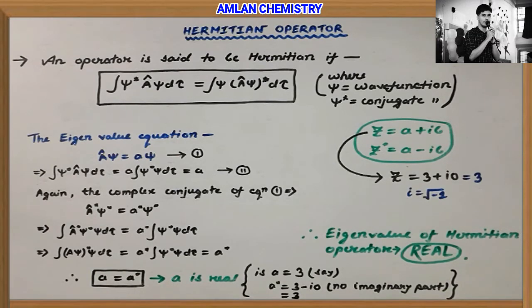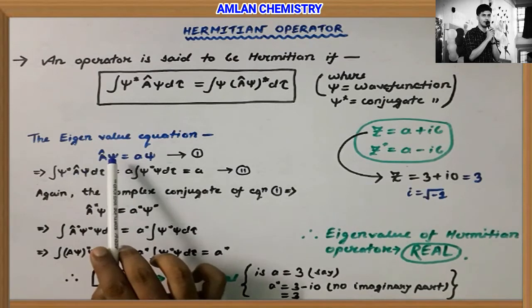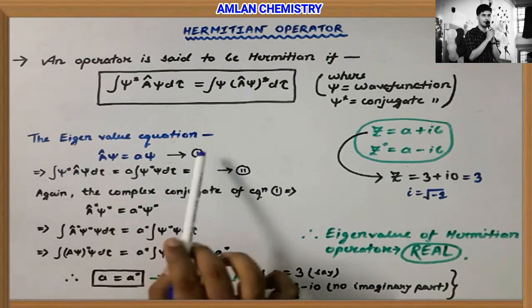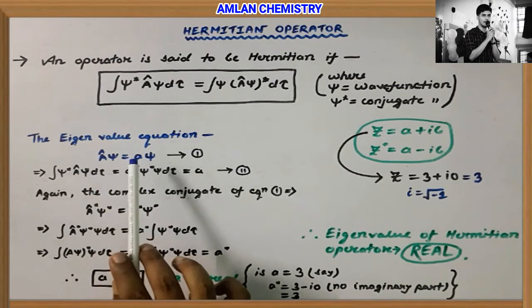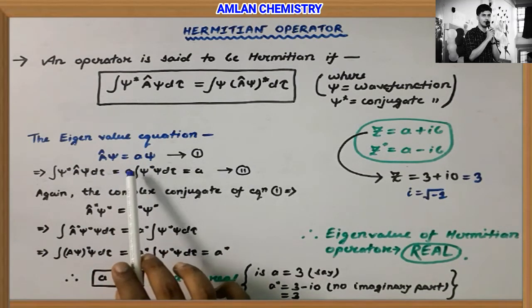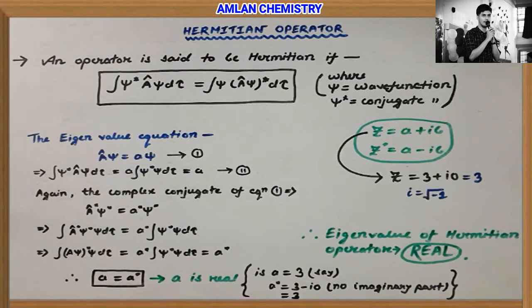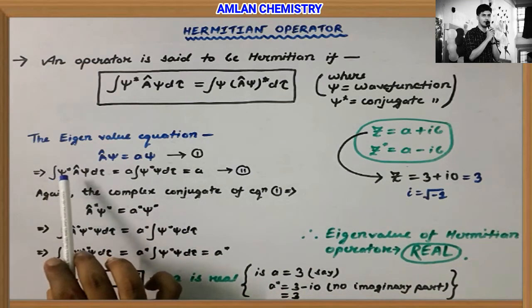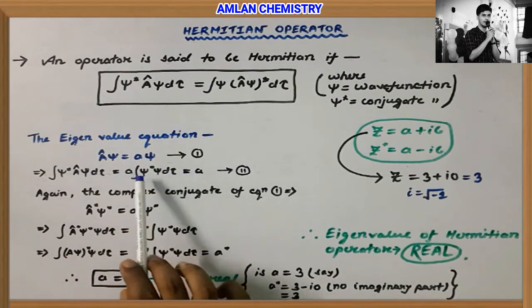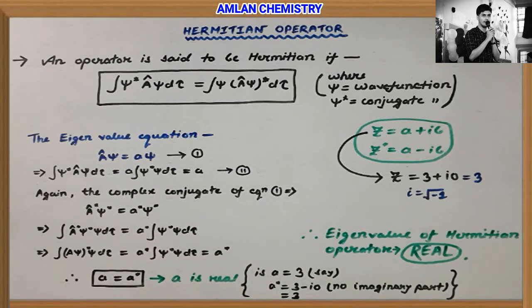Now if we multiply the complex conjugate of psi, that is psi star, to equation number 1 and then integrate it, we will get the integration of psi star A cap psi d tau is equal to, since a is a constant, it will come outside of the integration sign, a into the integration of psi star psi d tau. Now if you remember the normalization representation, the integration of psi into psi star d tau is equal to 1. So this will eventually become the integration of psi star A cap psi d tau is equal to a, since this particular value becomes 1 when compared to the normalization representation.